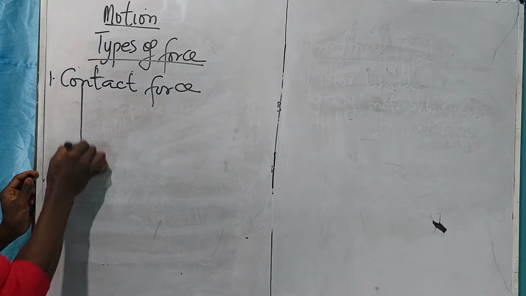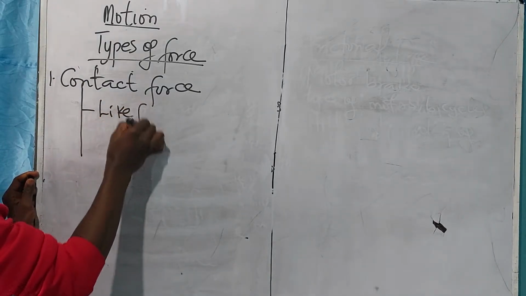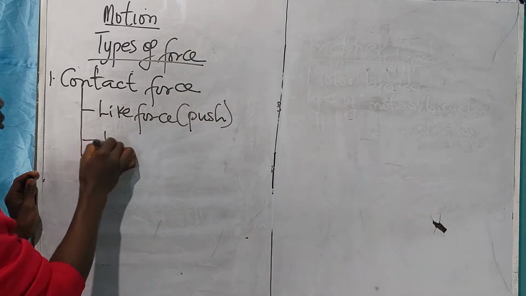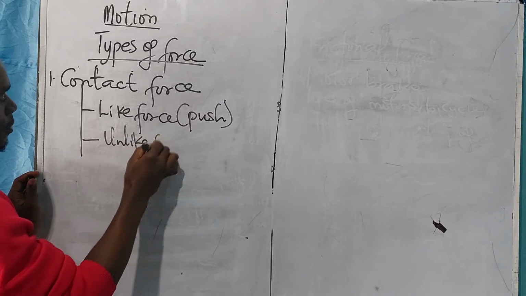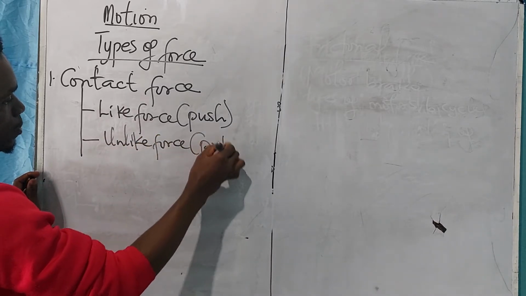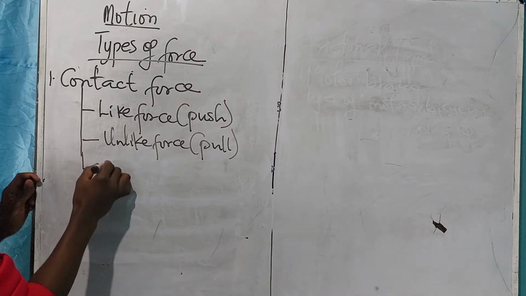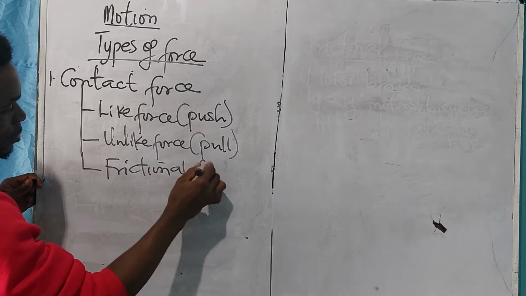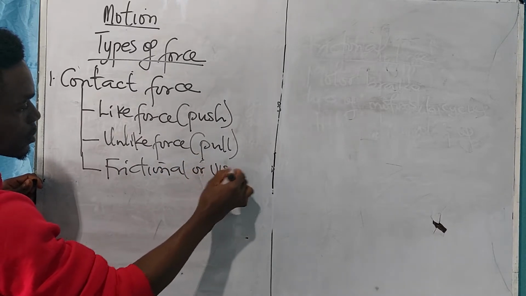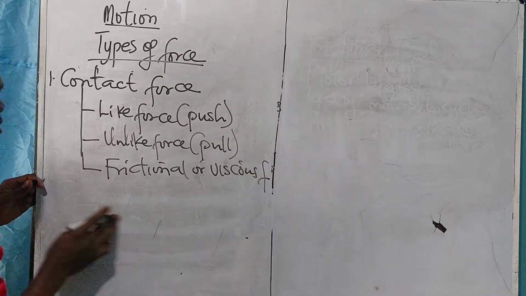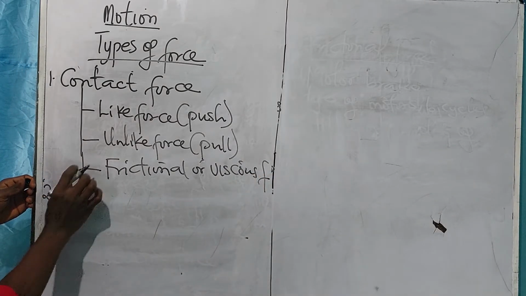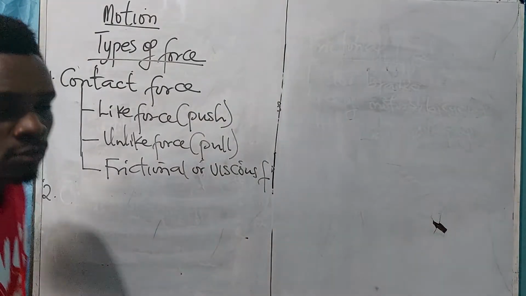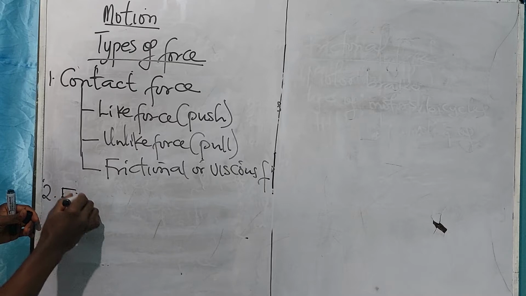Under this contact force, you now have like force. The like force is called what? Push. The unlike force is called what? Pull. You now have the third one called the frictional force. The frictional or viscous force. Alright. Now number 2, you now have the field force.